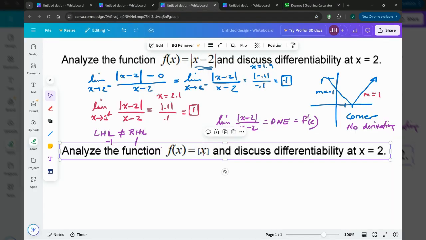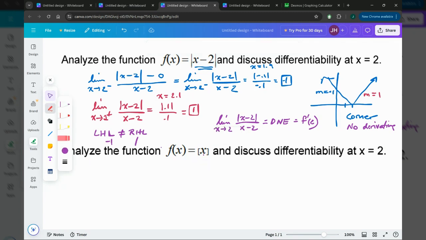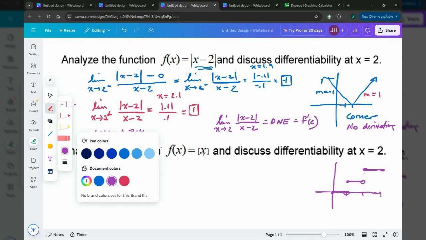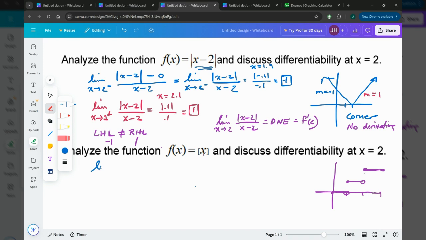Okay? So we're going to do the same thing. We're going to talk about the limit as x approaches 2 on the greatest integer function. This graph goes from a closed to an open circle, closed to an open circle, closed to an open circle. And let's talk about the limit on the left-hand side here. Okay? The limit as x approaches 2 from the left-hand side of the greatest integer function minus the greatest integer function of 2, which is 2, over x minus 2.